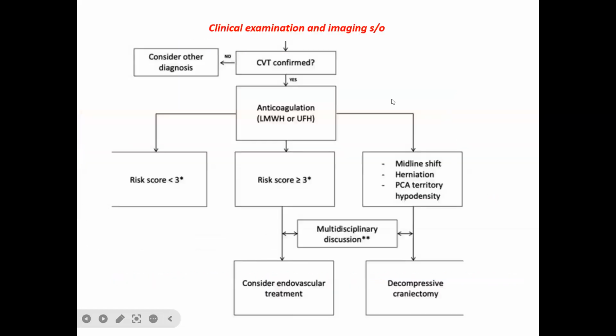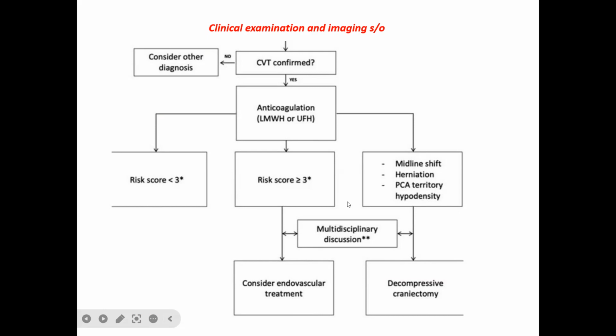Okay, you received the patient, you did the detailed examination, you got the imaging done, and CVT is confirmed. You do the score system. If the patient has a CVT prognostic score of 3 or less than 3, you can directly start anticoagulation, and the patient will be in the safer zone. If the patient has a score of 3 or more, multidisciplinary action should be there, because the patient may land up with complications like midline shift, herniation and PCA territory hypodensity.